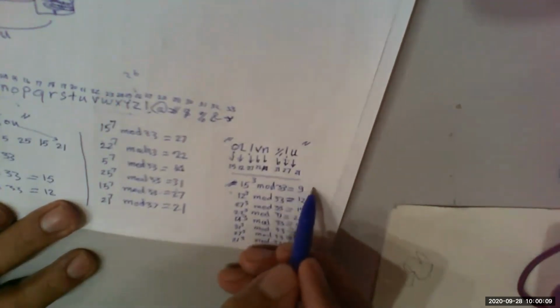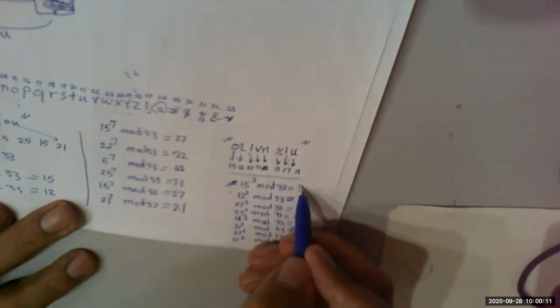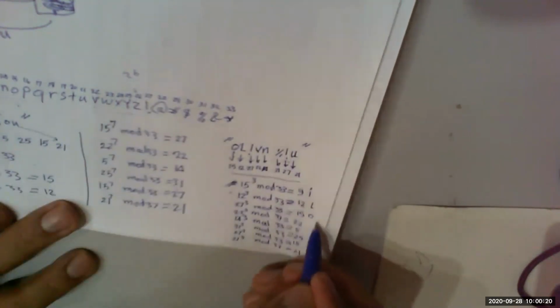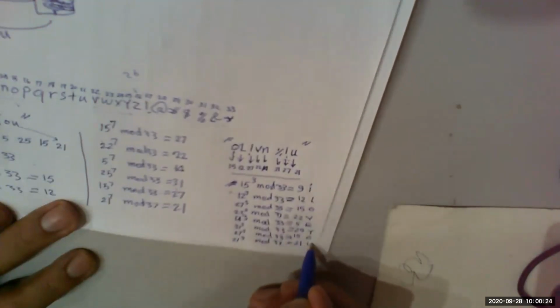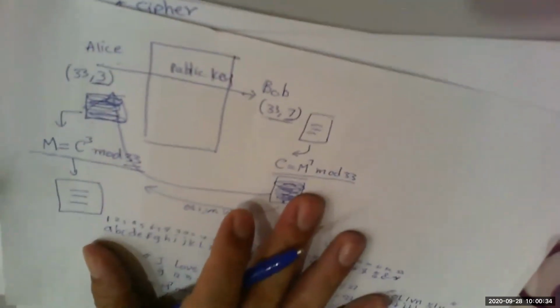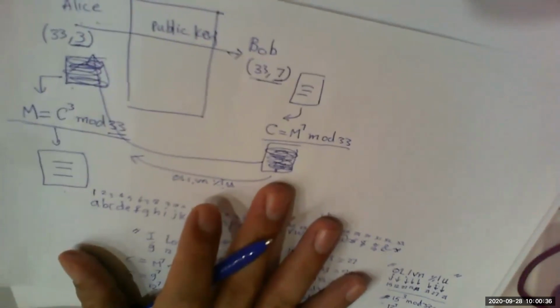This will return the same sequence of letters, because 9 is I, and 12 is L: I, love, O, V, E, Y, O, U. This will lead to the same plain text again. Okay, that's all for RSA, and this is an example of how to use it in a practical way.